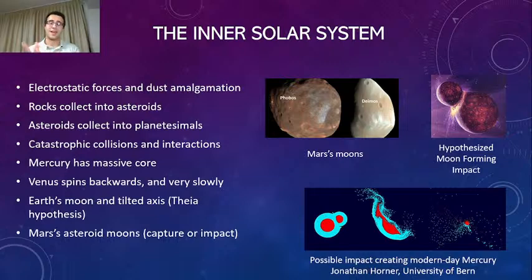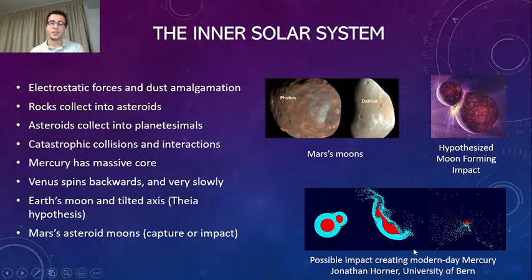Earlier, when you saw that animation, there are catastrophic collisions and interactions. For instance, Mercury has a massive iron core. When we compare all the terrestrial planets with each other, Mercury has a disproportionately bigger iron core. And so we wonder, well, what could have happened that could have caused this?